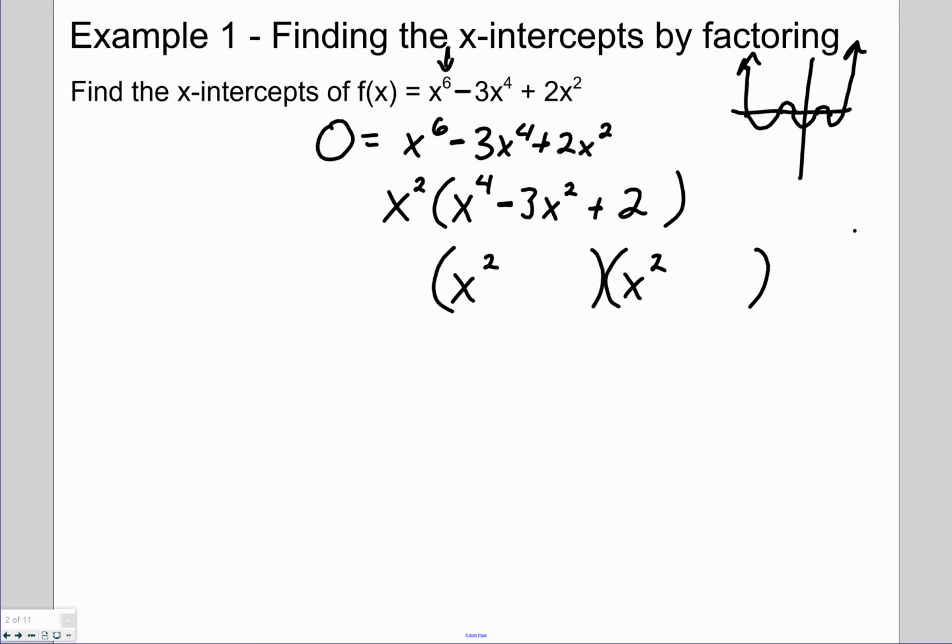All right, so let's think. What are 2 numbers that multiply to give you 2 and add to give you negative 3? Not negative 2 and 1. Negative 2 and negative 1, right? Because negative 2 times negative 1 is positive 2. And then what's negative 2 plus negative 1? Negative 3. So we have factored that.